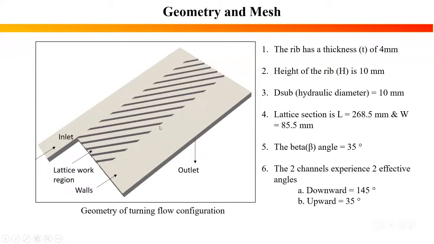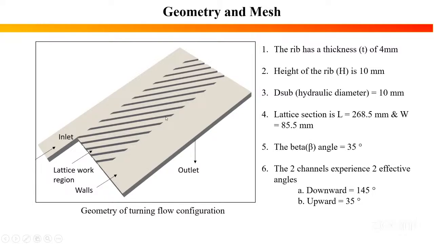The rib has a thickness of 4 mm. The height of the rib is 10 mm. The inlet hydraulic diameter is around 10 mm. The lattice section is around 265 by 85 mm. The beta angle is the angle of incidence with the wall.